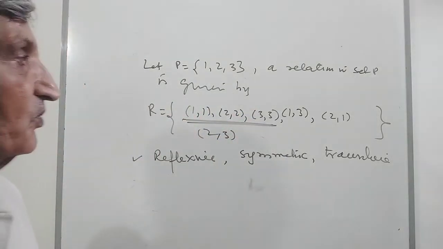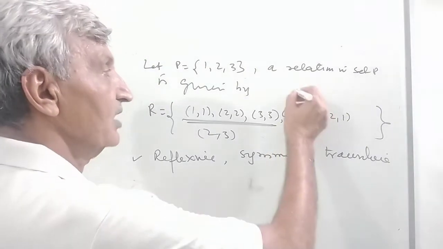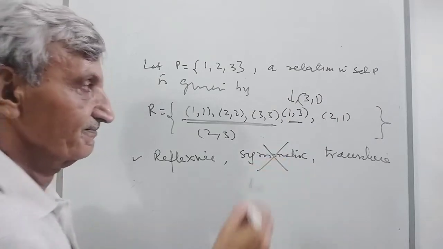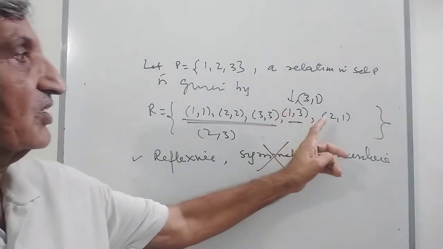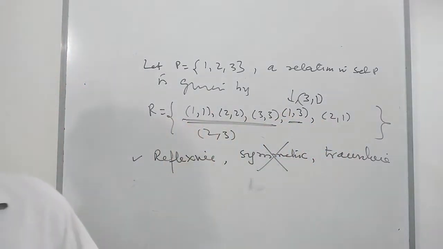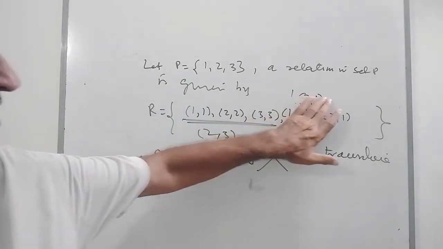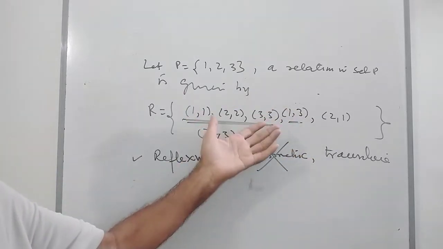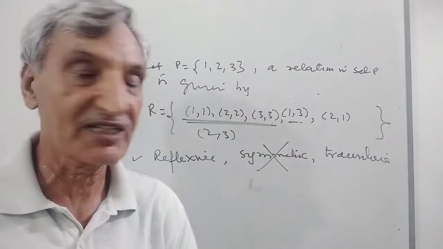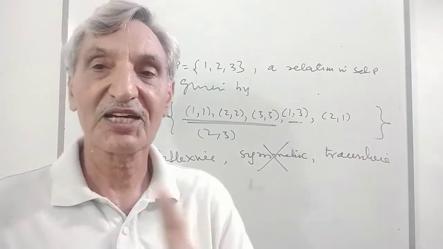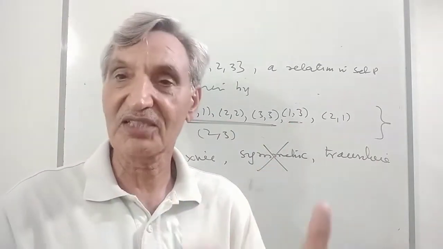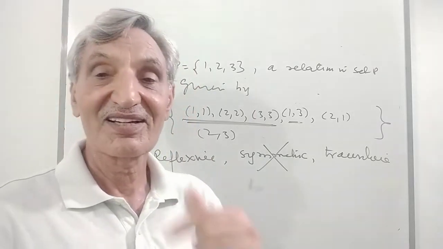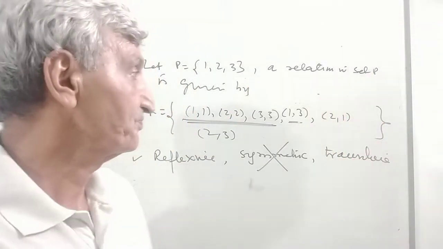Okay, what about (1,3)? Does it have (3,1)? No, it does not have (3,1), so it is not symmetric. When (2,1) is there, (1,2) is not there. Therefore, it is not symmetric. When (1,3) is here, (3,1) should be in this R, which is not there, therefore it's not symmetric. Now let's consider transitivity.